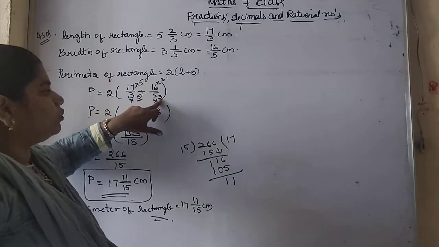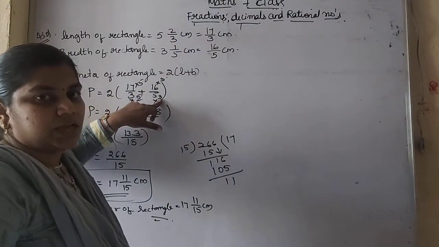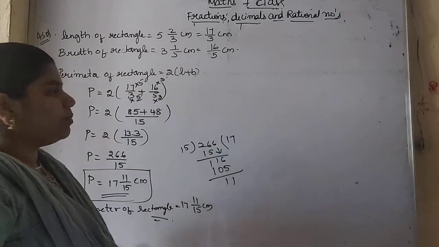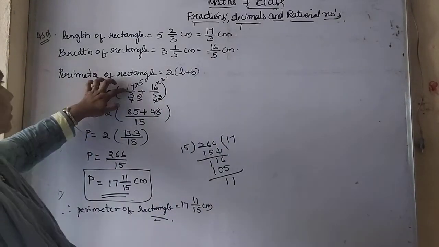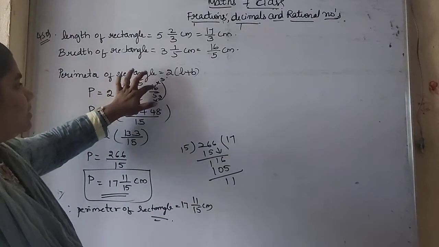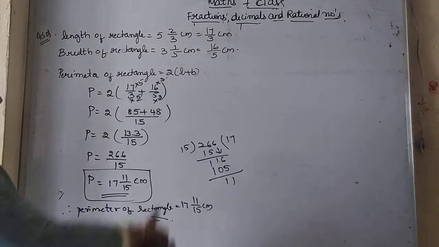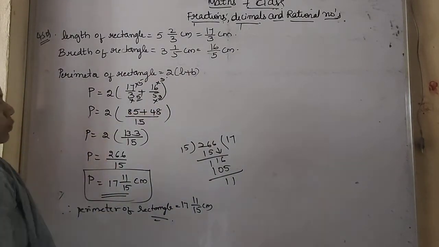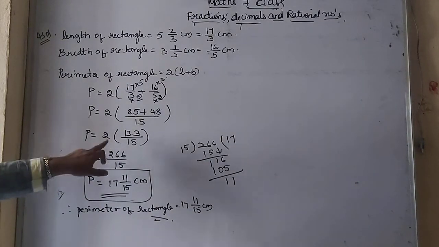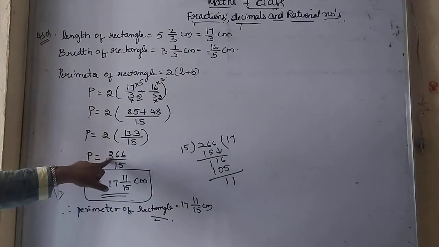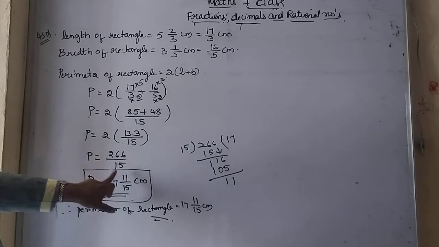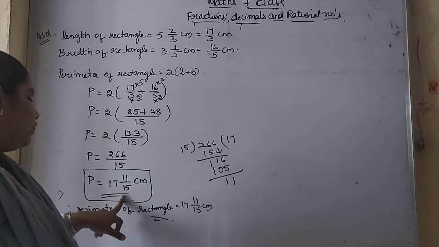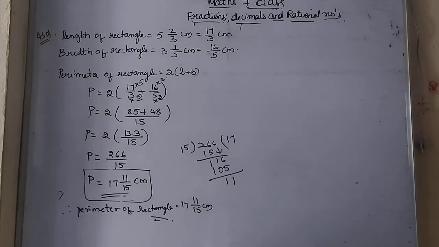For 5, how much you will multiply to get 15? That is 3 times. So this same 3 we are multiplying in numerator also. So 17 5s is 85 plus 16 3s is 48. So do addition for this. So 85 plus 48 will be equal to 133 by 15. So 2 into 133 will be 266 by 15. Convert this into mixed fraction. You will get it in the form of 17 11 by 15 centimeters. So this is our fourth solution.